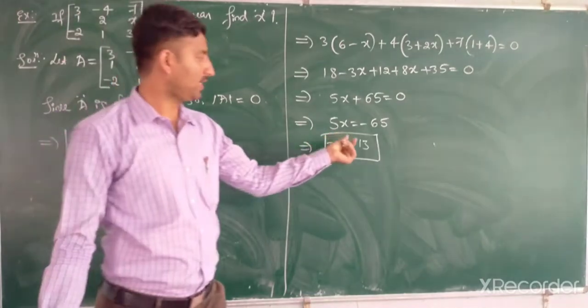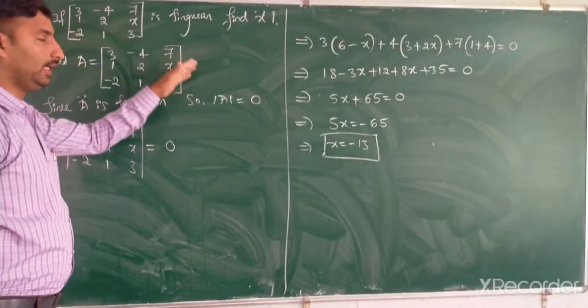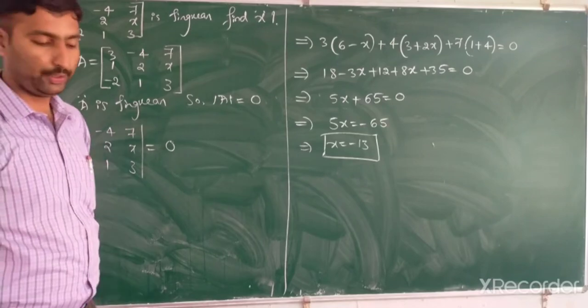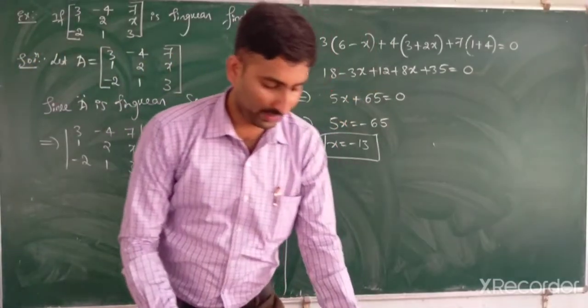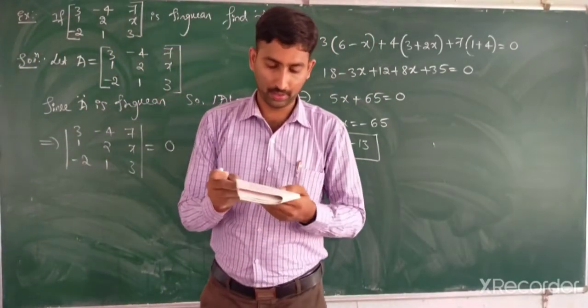If you put the value of x in the determinant and take the determinant value, then that value is nothing but 0. Then the matrix is singular.